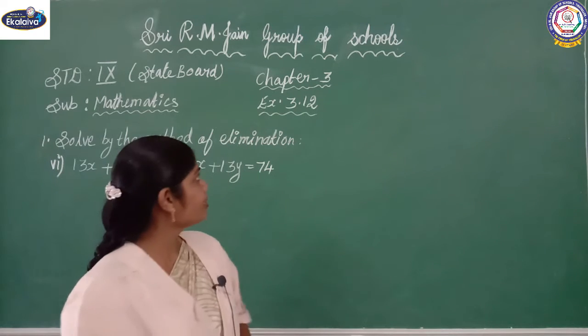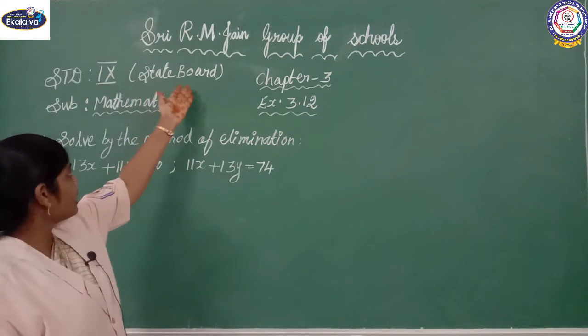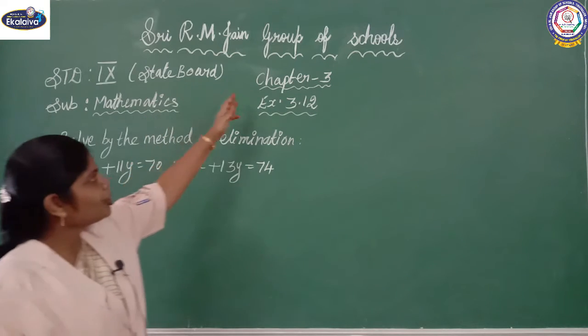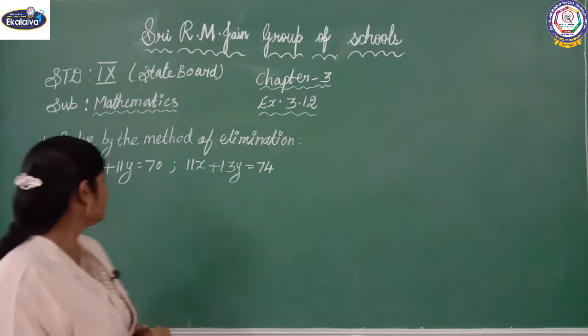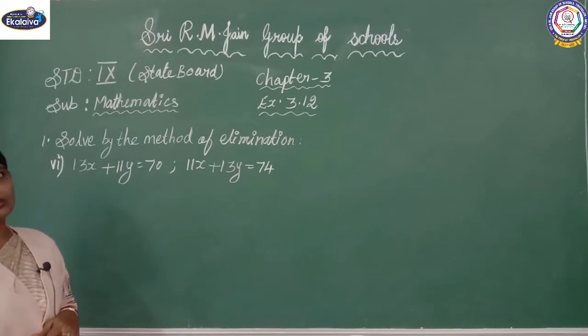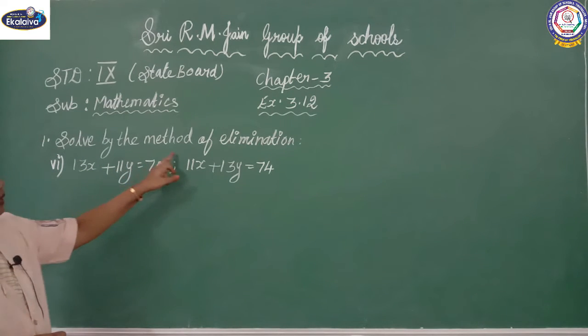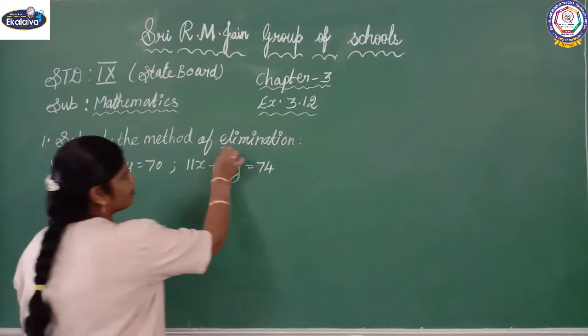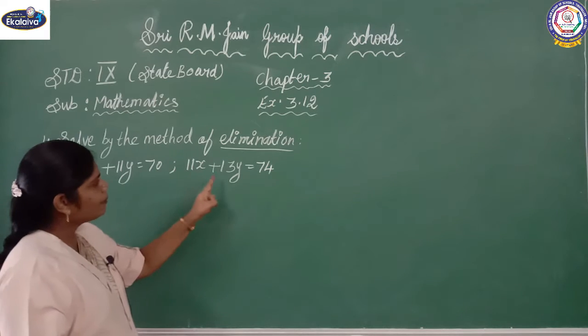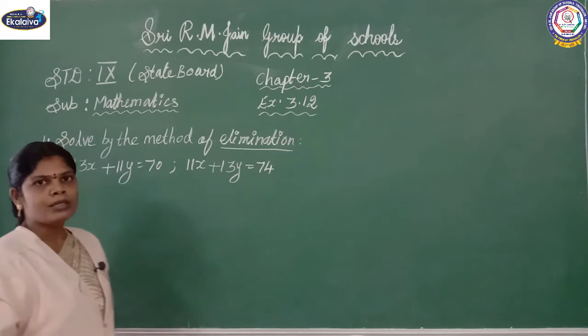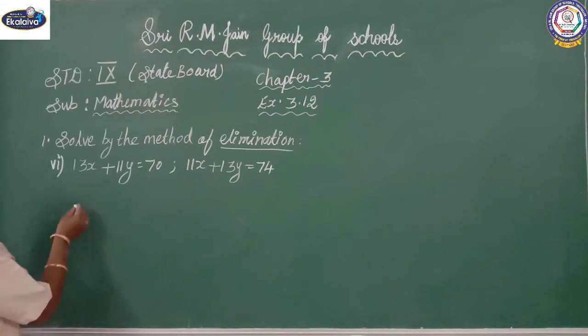Today we are going to see 9th standard state board maths chapter 3 exercise 3.12. Okay, so the equations we are going to see: solve by the method of elimination. In the sixth question we are going to see 13x plus 11y equal to 70, 11x plus 13y equal to 74.